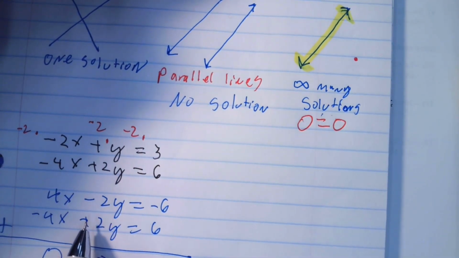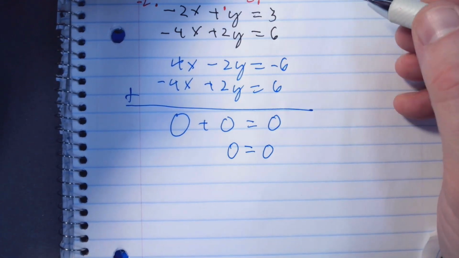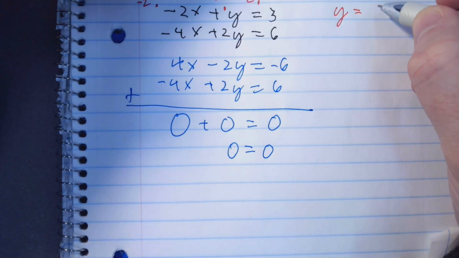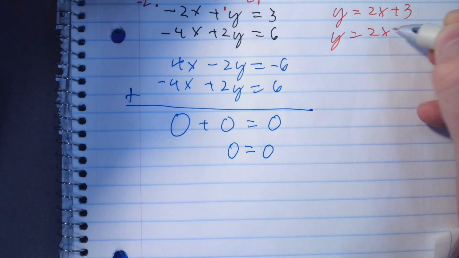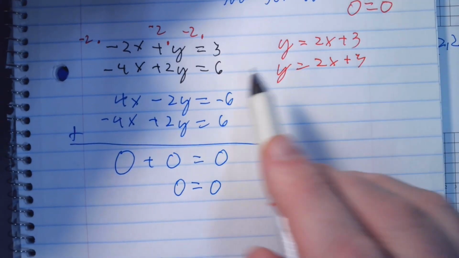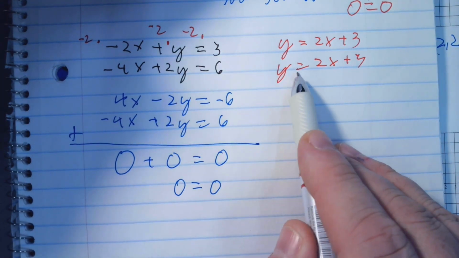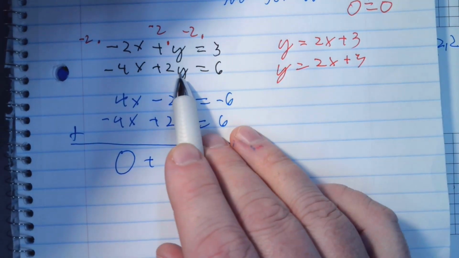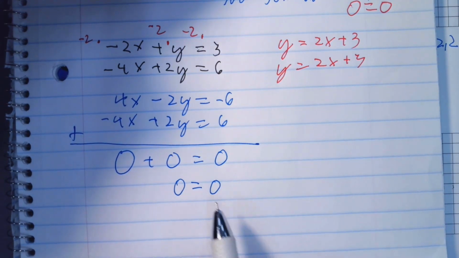That means that this is the exact same line. Okay? If I were to write this in slope-intercept form, it would have been the exact same line. For example, this one would be y equals 2x plus 3. This one also is y equals 2x plus 3. Okay? You can check me if you want to, but it is true. So it is actually the same line. It didn't look like the same line, did it? Because there's some different numbers, but if you put it in the slope-intercept form, it would have been. Okay, so 0 equals 0.